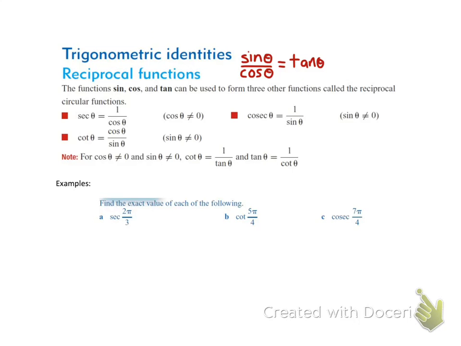Recall that sine theta over cos theta is the same as tan theta. Also, sine squared theta plus cos squared theta equals 1 from the unit circle and using Pythagoras. Now we're going to look at some reciprocal functions.